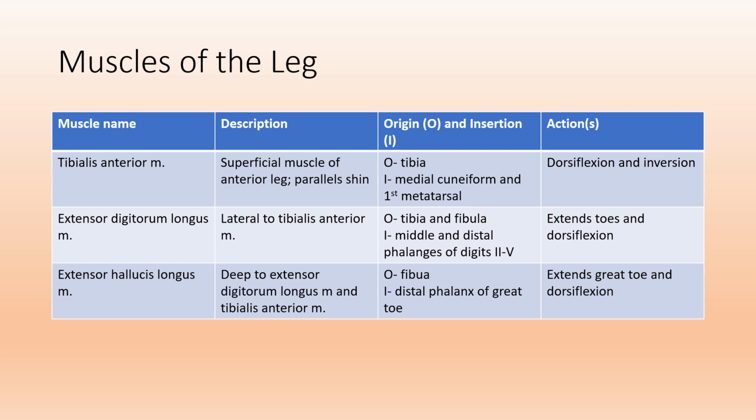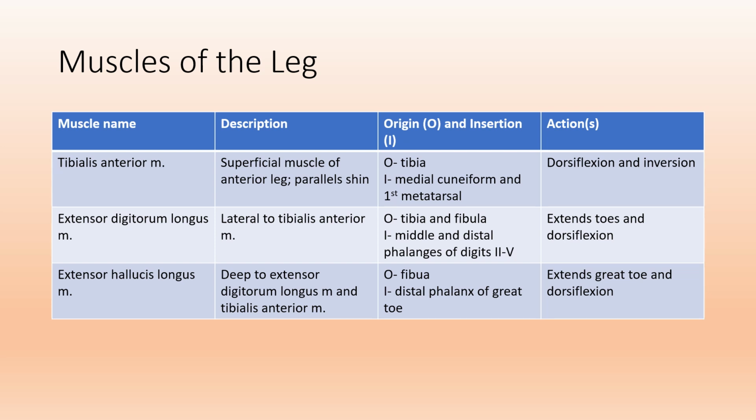Put your fingers just lateral to your bony shin and move your foot up off of the ground. That is dorsiflexion, and the muscle that you feel moving or contracting is the tibialis anterior. Because the tibialis anterior muscle crosses the medial part of the foot, it also helps with inversion.